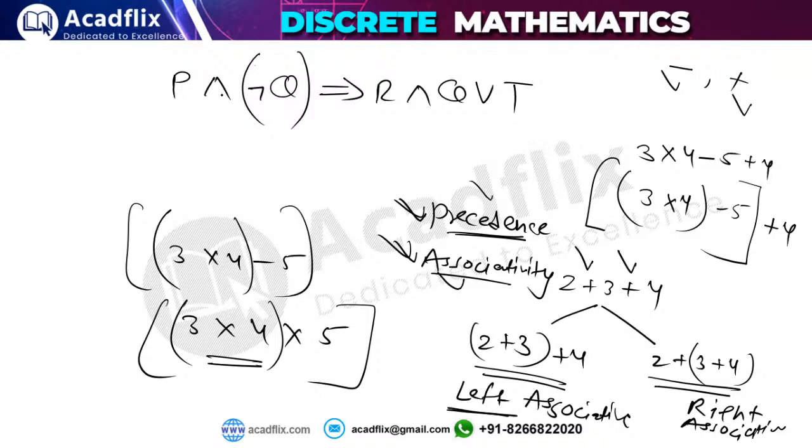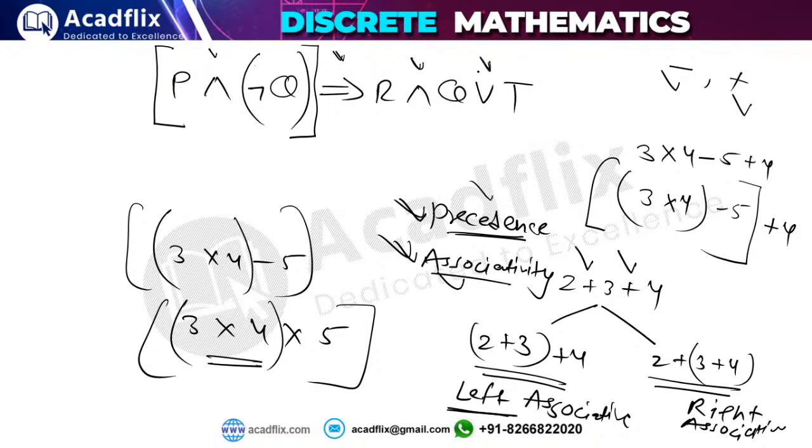Now we have two things: one is this conjunction and another is this implication. What should we do first? We should do conjunction first, because conjunction has higher precedence, higher priority than implication. So the next thing we do is this conjunction. Now we have implication and we have this conjunction. So what should we do?